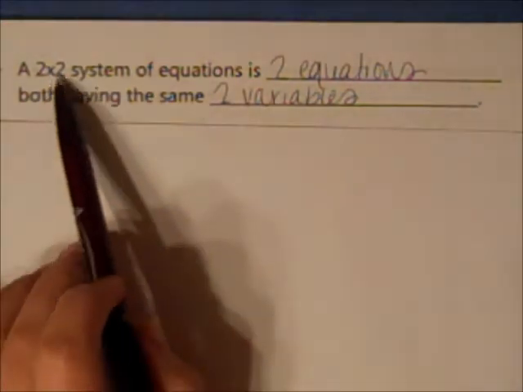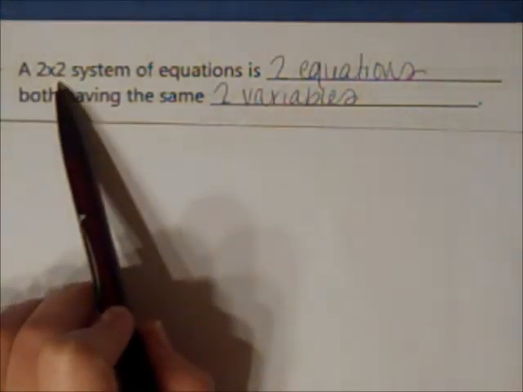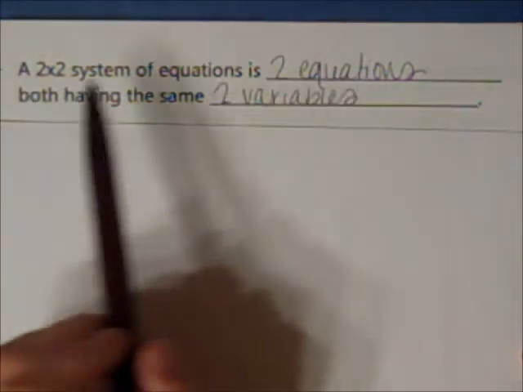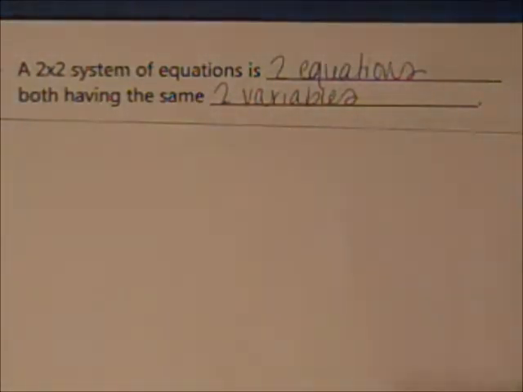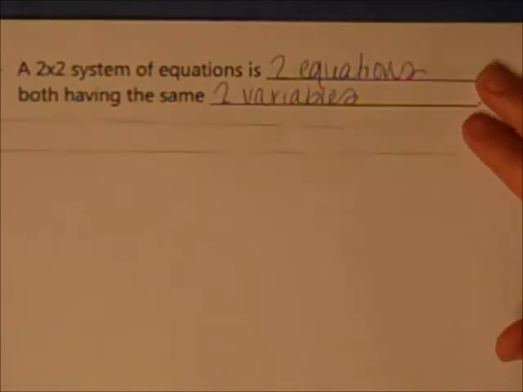Okay, so we're just going to worry about 2 by 2 systems of equations, and that means that there are two equations having two of the same variables. So we'll stick with x and y, but if it were a word problem, it could be cost and number or anything like that, as long as they have the same two variables for both equations.